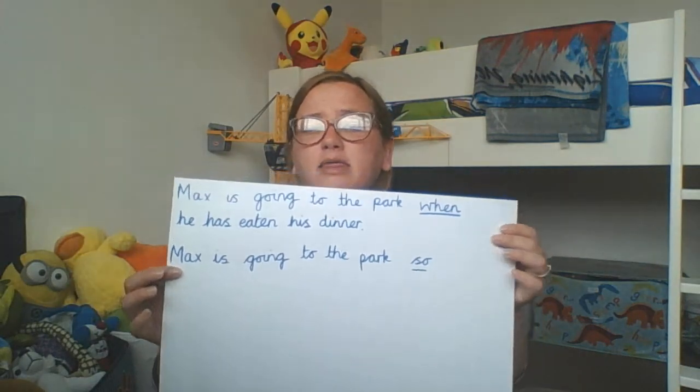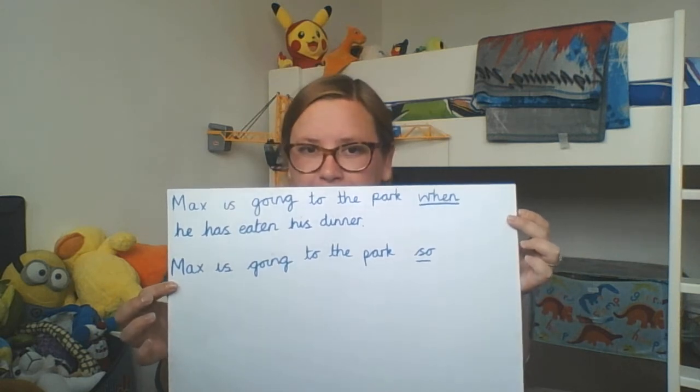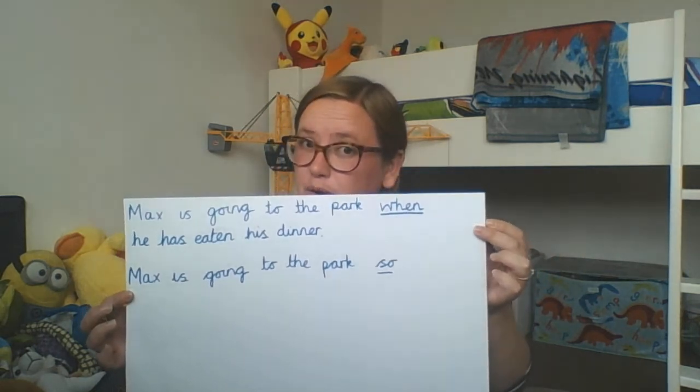So our last conjunction is so. Okay, so is very similar to the word because in the way that we can use it in a sentence. Max is going to the park so... why might he be going to the park? It's asking you to give that reason again. So might Max go to the park so that he can go on the slide? Might Max be going to the park so he can visit with his friends? Might Max go to the park so he can get an ice cream?